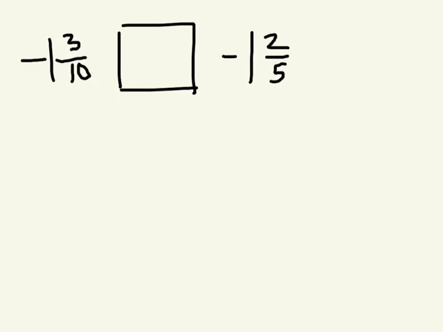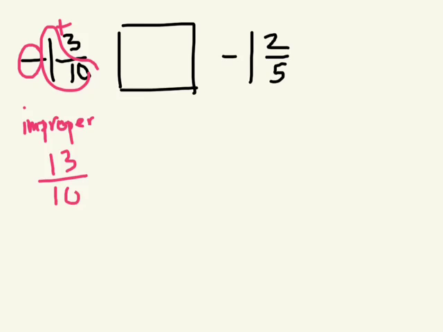Okay, so we're trying to figure out if -1 3/10 is greater than or less than -1 2/5. So one strategy is to turn these both into improper fractions. Okay, and what do we get as an improper fraction? What's -1 3/10? -1. The negative sign tells us that this is a negative number. So to turn it into an improper fraction, 10 times 1, 10, plus 3, 13 over 10, but I know that this is a negative number, right?